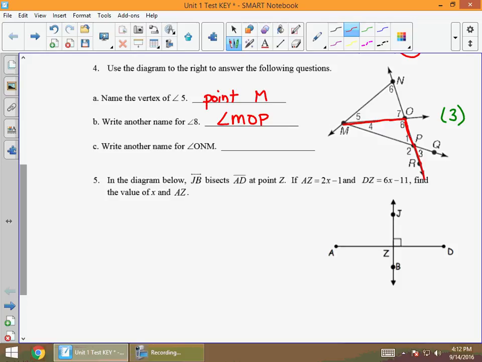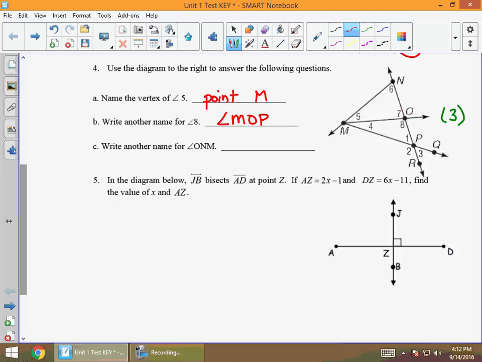And if you look, let me get rid of the red in there. If I look at angle O, O is a point that actually has 4 different angles. You see this angle here, angle 8. You see this angle here, angle 7. You see this angle here that's not labeled. And you see this angle down here in the other corner. So I have 4 angles made at point O. So you cannot call it angle O. You do have to give it 3 letters.